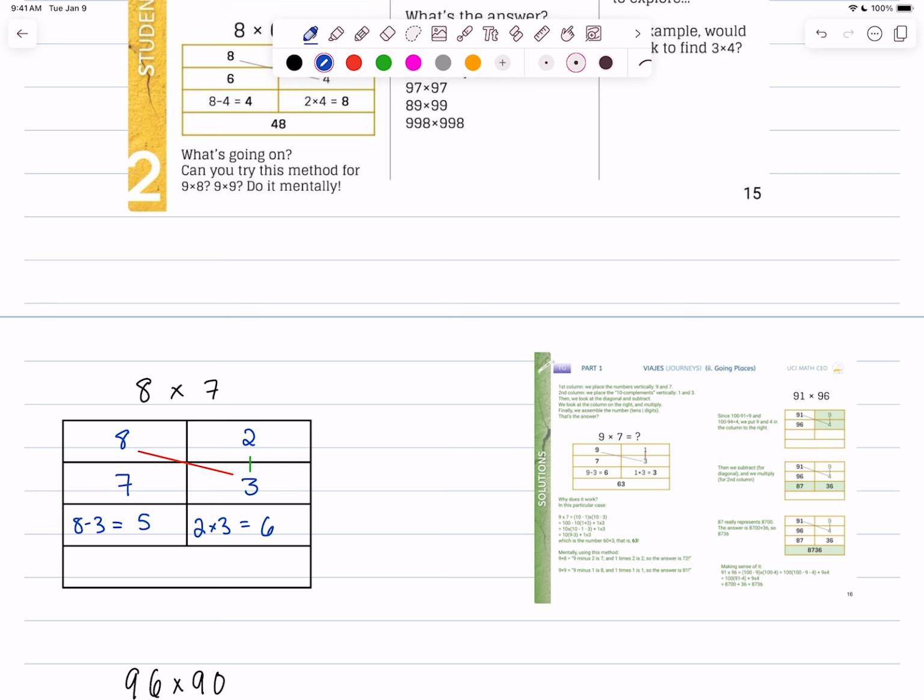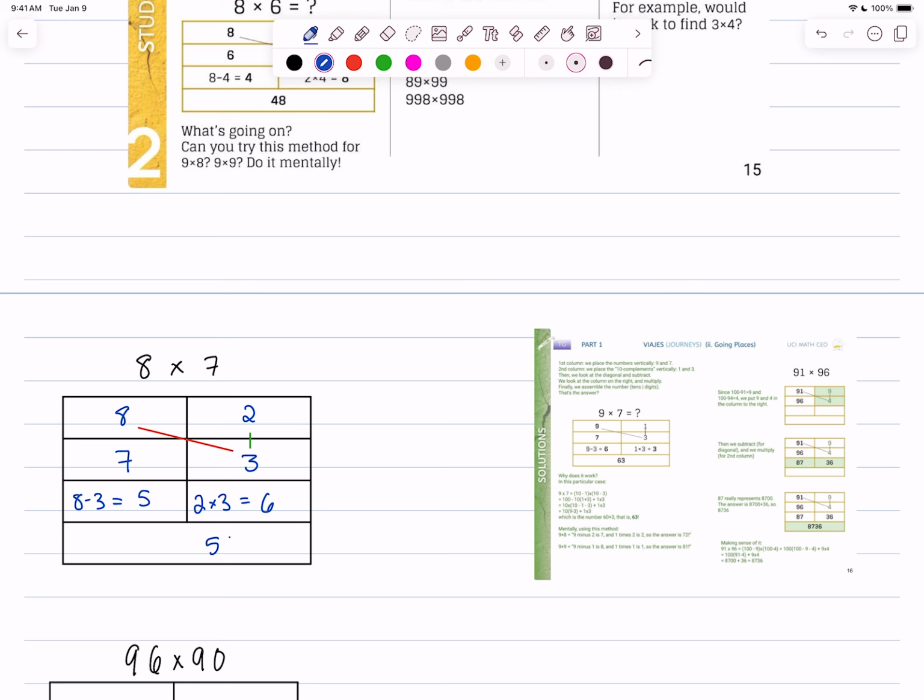And then in the end, you put these two together. You get 56, which I believe is the correct answer if you do 8 times 7 the Western way. Now, it's 56 because the closest power of 10 we're using is 10. So this 5 here is in the 10 slot, and this 6 here is in the 1 slot. So that's why we get 50 plus 6, 56.